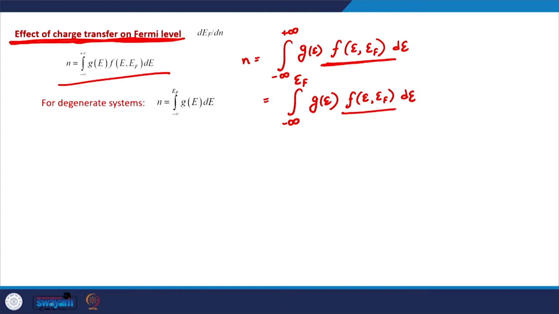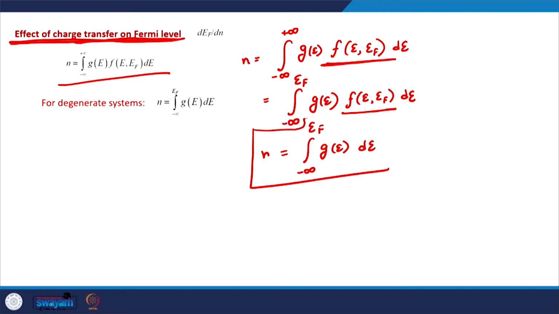And the Fermi function is assumed to be 1 below the Fermi energy, below the Fermi level. So this can further be simplified to the integral of G(E) dE up to EF. Now this is a straightforward expression, and if we take a derivative of this expression and evaluate at EF, that will give us G(E) at EF, which is the density of states.